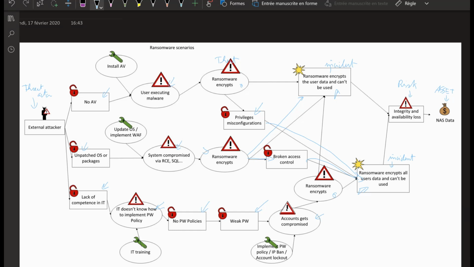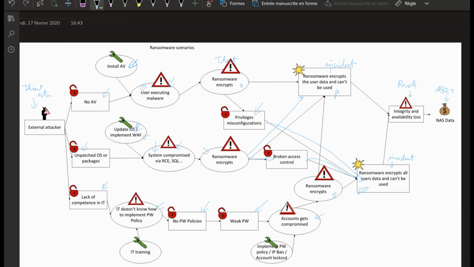For the user executing malware, you can correct it by having an antivirus on the system. Or also by training your users, but this is not a problem of the antivirus vulnerability. So you've got to install an antivirus. Now, the system was compromised with an RCE or SQL injection, so you can update the operating system and the packages, and implement, for example, a web application firewall to try to mitigate the risk.